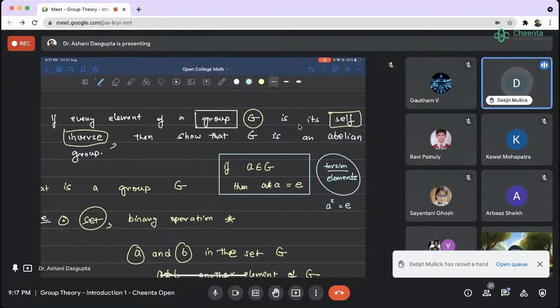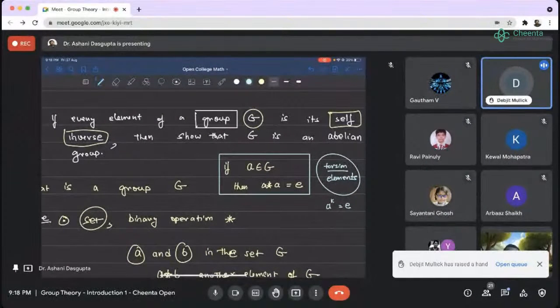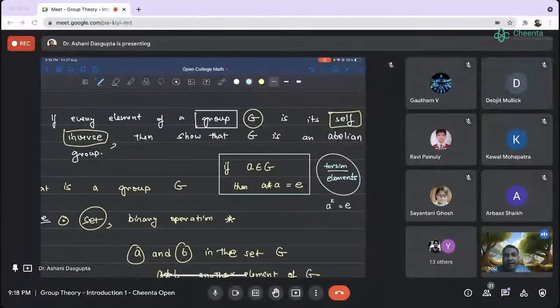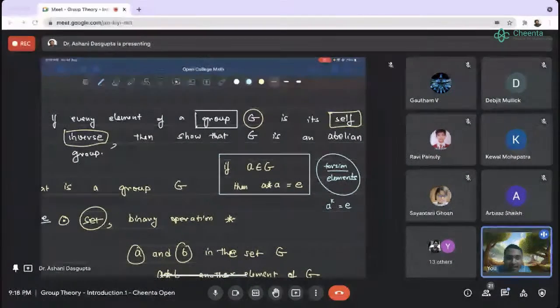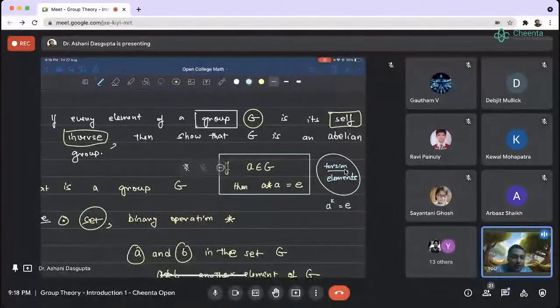Okay, Devjit, go ahead. Sir, can you please repeat the torsion element? I didn't get that correctly. Yeah, note that if you take any element of the group and you raise it to some power and it becomes 1, then that particular element is sometimes known as a torsion element.